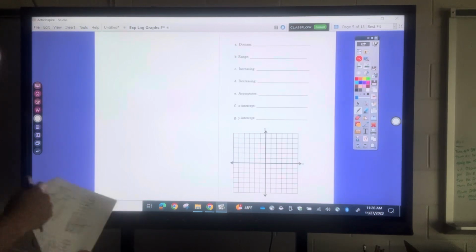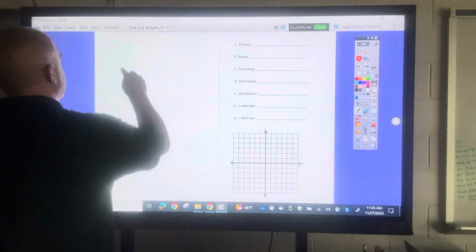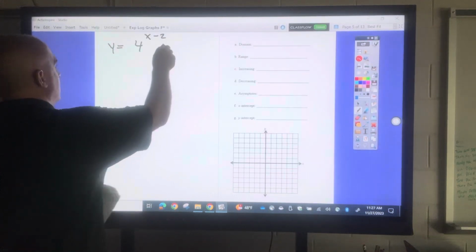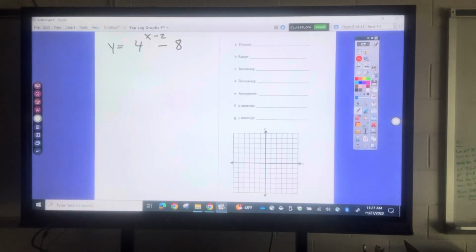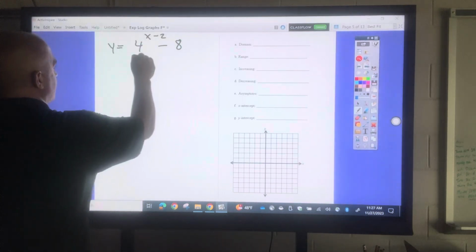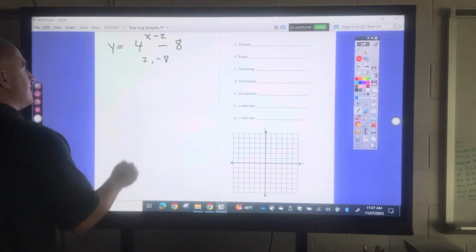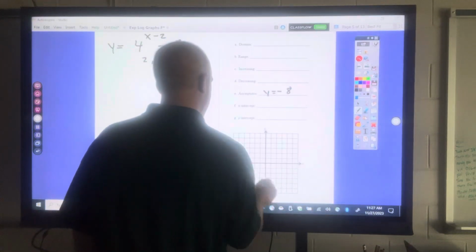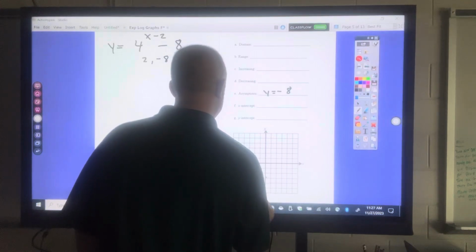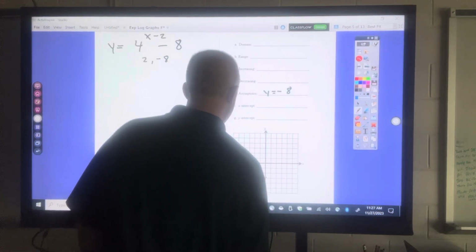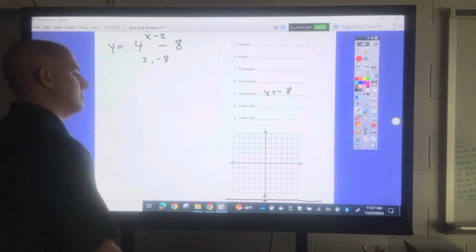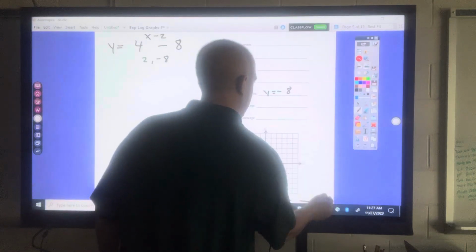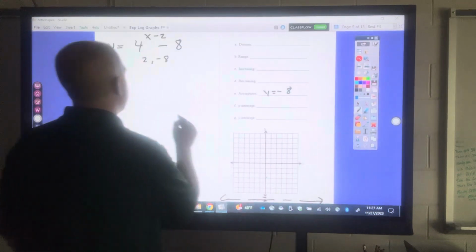Okay, let's do one more. Let's say I have y equals 4 to the x minus 2 minus 8. So solve the inside, that's 2. Solve the outside, that's negative 8. So my asymptote is y equals negative 8. So 1, 2, 3, 4, 5, 6, 7, 8. Should be a dashed line. Didn't come out that great. All right, there we go. There's my asymptote.